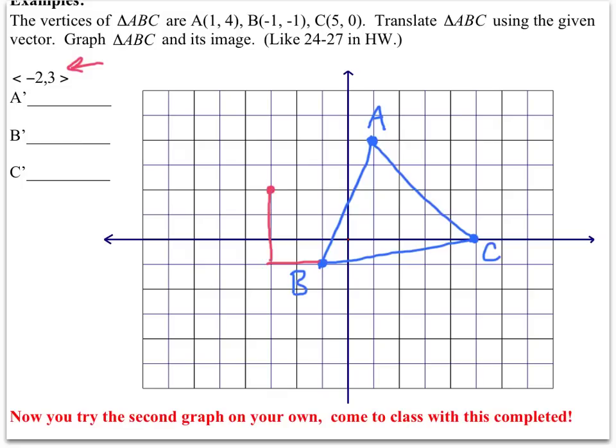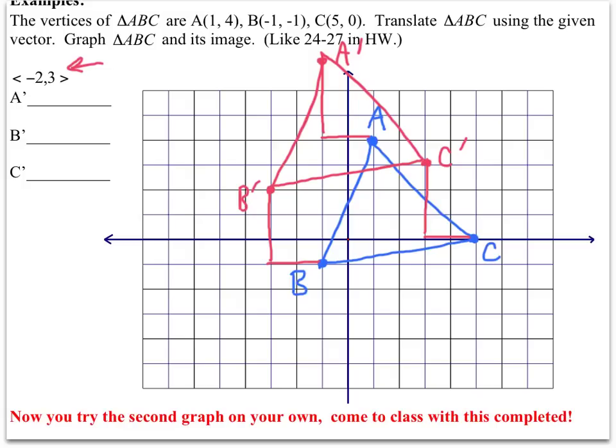So now I have my B prime. I can do that for A as well as C. A, I'm going to move over 2 to the left and up 3. Call that A prime. C, 2 to the left, up 3. Call that C prime. Now I'm putting these triangles so that you can see it visually, but you don't have to do that. Now that I've got A prime, B prime, and C prime, I can connect my image points to make the image triangle, triangle A prime B prime C prime.